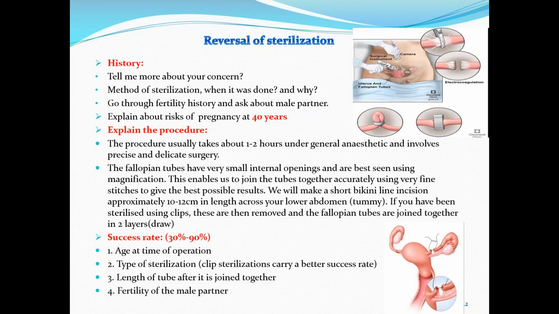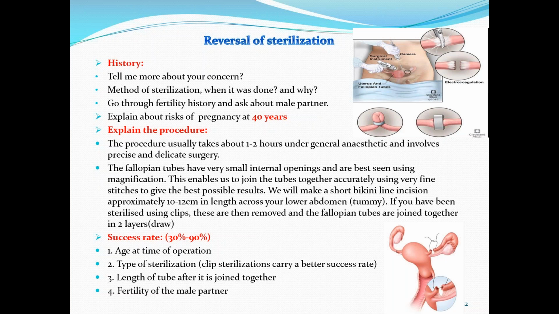The procedure will take about 1 to 2 hours. It will be done under general anesthesia. The fallopian tube, from here till here, is a very delicate structure and needs magnification to be seen. So we need to join the tube together accurately using very fine stitches to give the best possible results. We will make a short bikini line incision, approximately 10 to 12 centimeters in length, across your lower tummy. If you have been sterilized using clips, these are then removed and the fallopian tubes are joined together in 2 layers. Draw that for her.